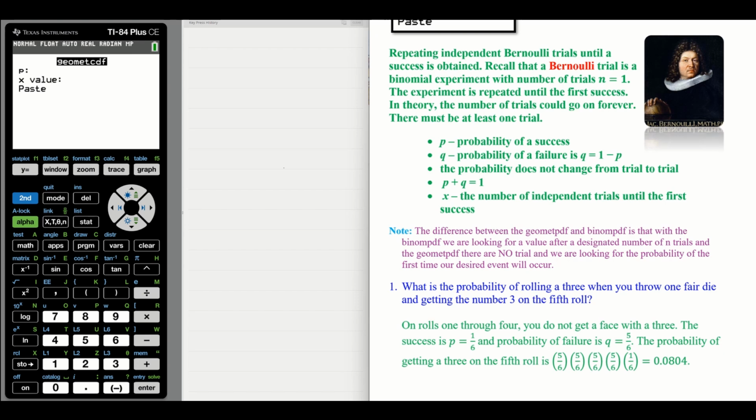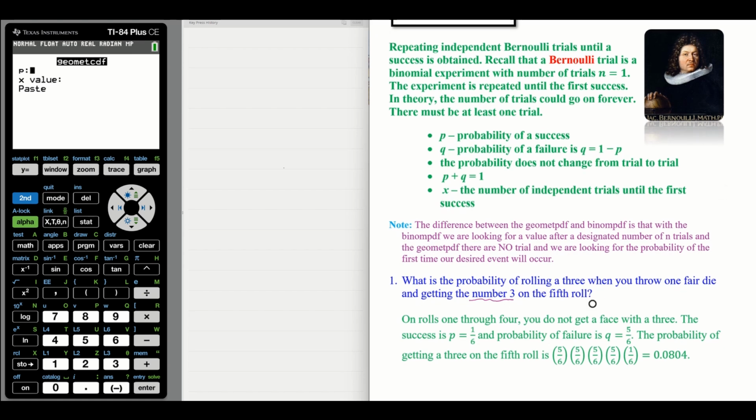So number 1, what is the probability of rolling a 3 when you throw one fair die and getting the number 3 on the 5th? So we're working with the 5th. We need the number 3. Now, it could be any number. It doesn't have to be 3. So they gave us our probability. This is just like an example.